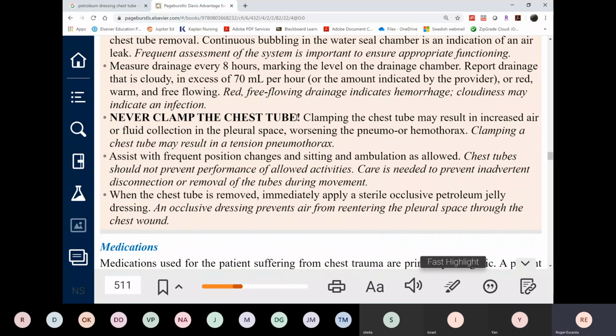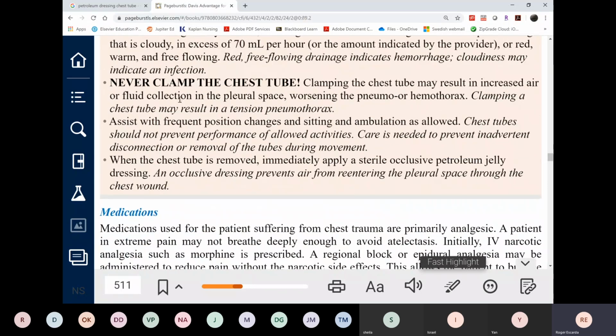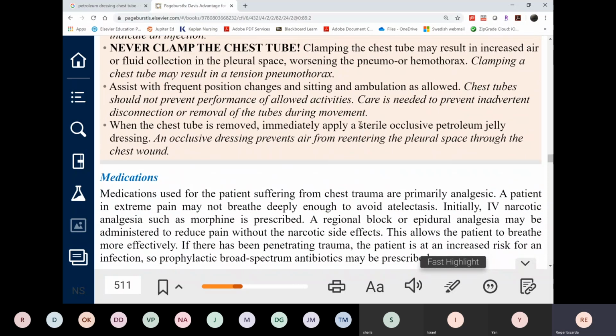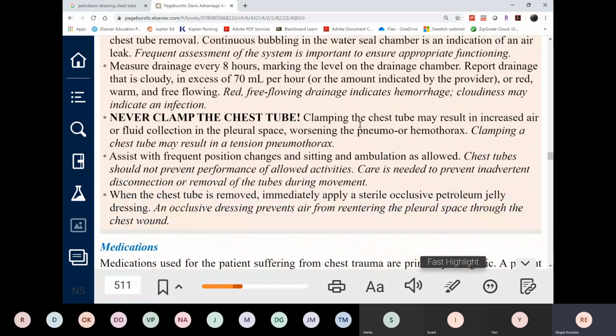Again, only clamp for a few seconds at a time. You never clamp for longer than a few seconds, because that will, again, result in a tension in your thorax. But of course, whenever you clamp, don't forget to unclamp, all right? The dressing, yeah, dressings are usually changed every day unless the doctor dictates otherwise.